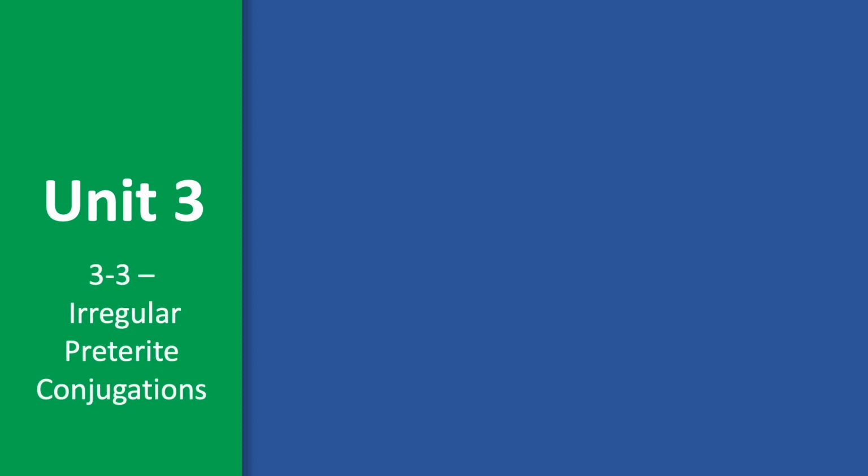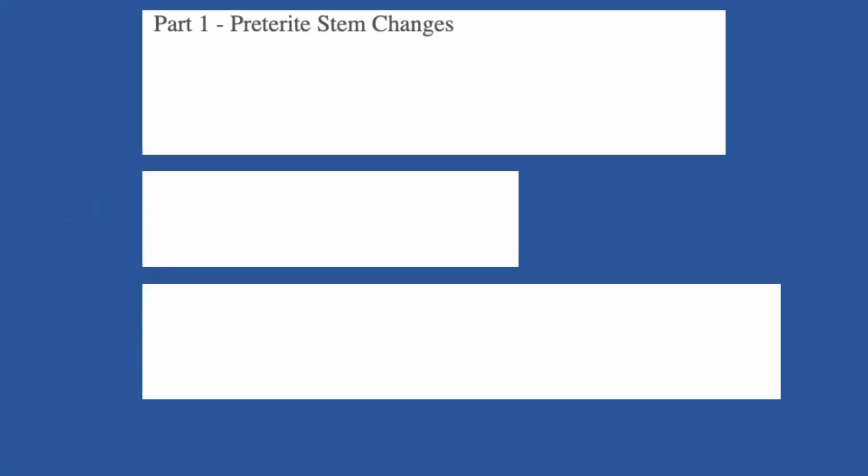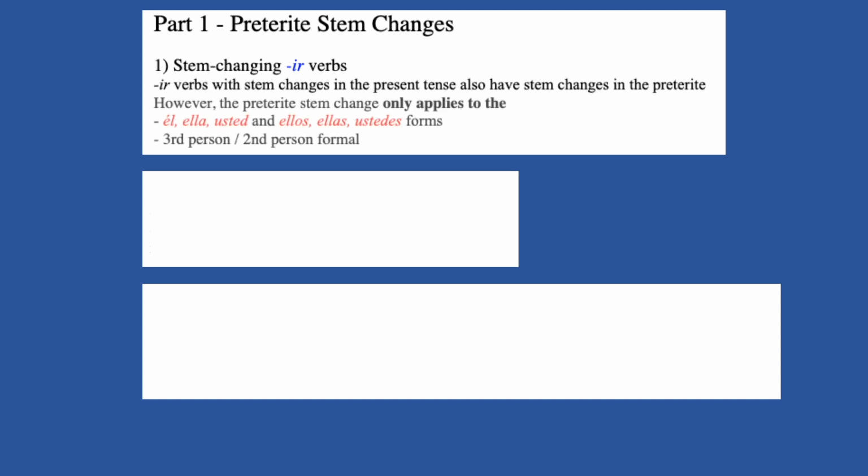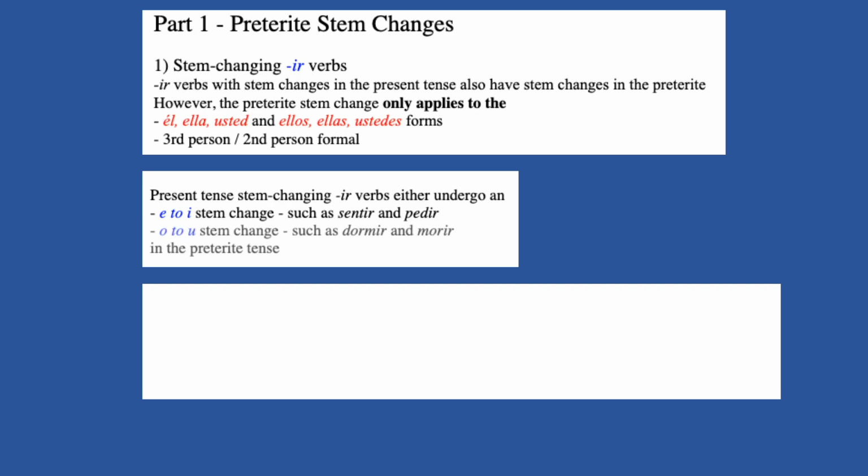The irregular conjugations under the preterite. -IR verbs that have a stem change in the present tense also have stem changes in the preterite, but their preterite stem change only applies to the third person, singular and plural forms. So these stem changing -IR verbs in the preterite will either undergo an E to I stem change or O to U stem change in the third person preterite conjugations.